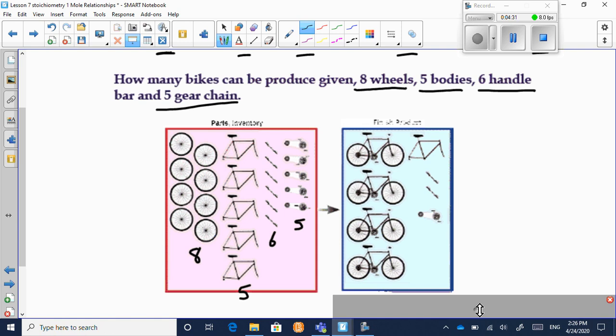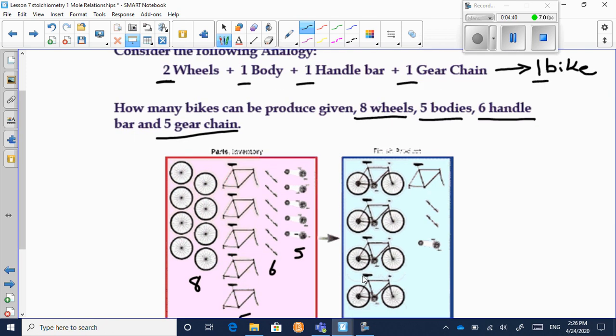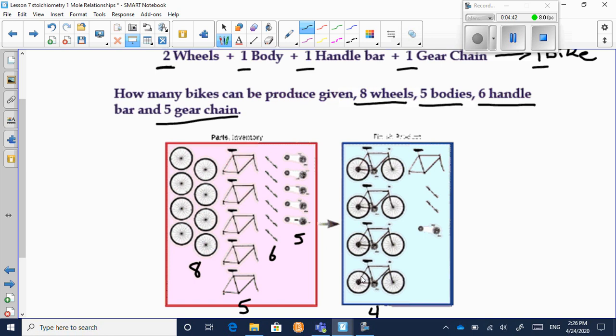The answer shows that you can actually only make 4 bikes. Look at this, you can only make 4. The reason is that each bike uses 2 wheels. For the first bike, we use that wheel and that wheel, we use that frame or body, we use that handlebar, and we use that gear chain. Those things together made a bike. We did the same thing again with those two, and so on. We made the second bike, those two. We made the third bike, those two. And with that one we made the fourth bike.